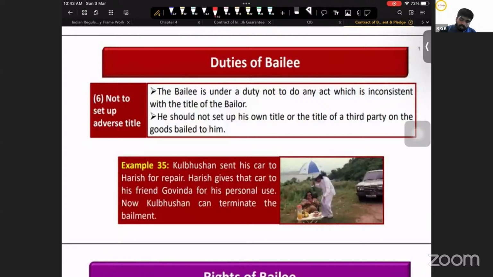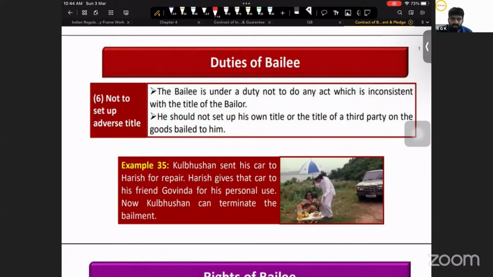Duty not to set up adverse title. Adverse title means title against the ownership of the bailor. That means when you bail out goods to a bailee, the bailee cannot sell them to any other person, because that amounts to setting up adverse title. The bailee is under a duty not to do any act which is inconsistent with the title of the bailor. He should not set up his own title or the title of a third party on the goods bailed to him. Kulbhushan sent his car to Hirish for repair, who used that car to give to his friend Govinda for personal use.